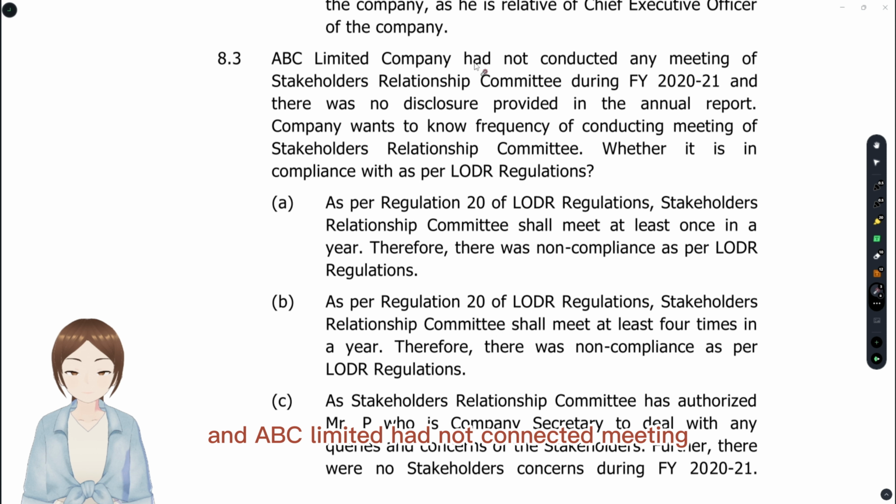And ABC Limited had not conducted any meeting of the stakeholders relationship committee. No, they have to meet at least once. So at least one meeting should be there, and no disclosure was provided in the annual report. There should be a disclosure with regards to the complaints that were raised, the complaints that were solved, and pendings. And is it in compliance with LODR regulations? No, they were not in compliance. It shall meet at least once a year. Therefore, this is non-compliance of LODR, option A. Option A is the most appropriate answer.